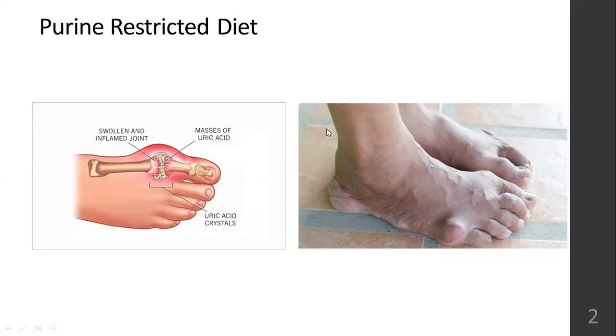This is gout. This is how a joint affected with gout looks. Your body is producing a lot of uric acid, uric acid gets metabolized into purine, and this excess of purine will deposit near your joints, causing inflammation and swelling. It will restrict the joint movement, mobility as well. So that is gout.